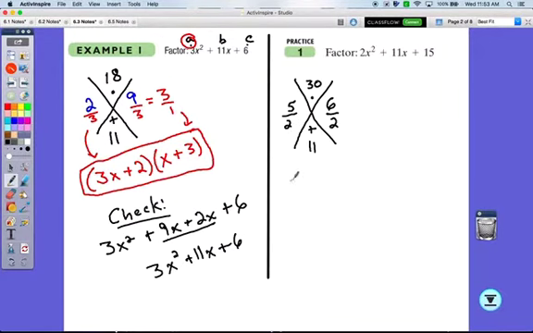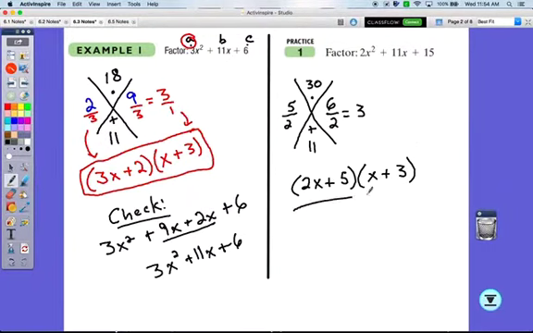The left one, 5 divided by 2, doesn't simplify. So we put the 2 in front of the x, that denominator, plus the numerator of 5. And on the other one, 6 divided by 2 is 3. And so I end up getting x plus 3. And then that is the correct answer.